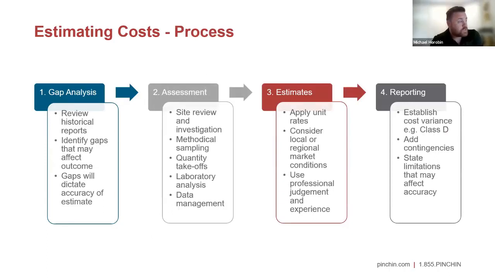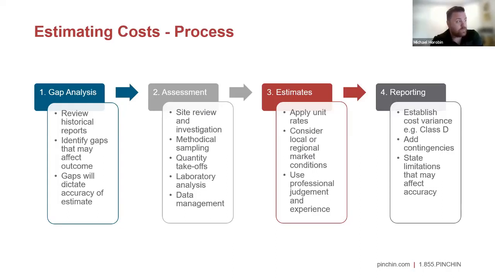Our process for estimating our costs: first, we complete a gap analysis. This is where we review all historical reports, historical documents, sampling, any kind of details and information you can provide about what may be present in your buildings. We identify gaps that may affect the outcomes. So if something is presumed, not known, that sort of idea. And then the gaps that we find will dictate how accurate we can be.